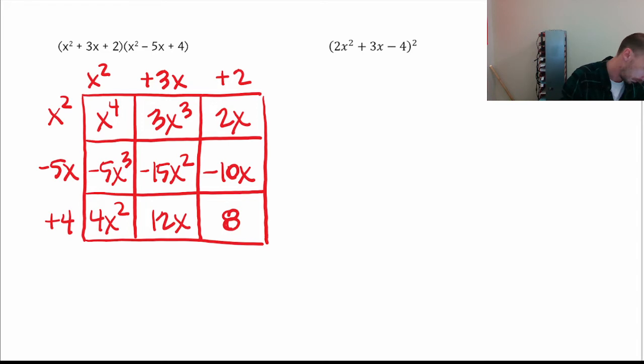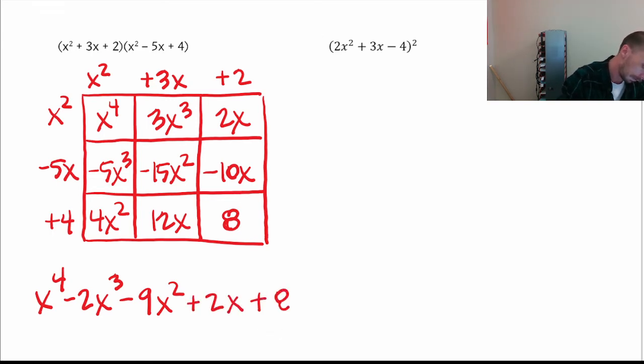Now I'm going to go through and combine all the like terms. I'm going to have x to the 4. The x to the thirds, I've got 3 minus 5, so I get negative 2x to the 3. In x squareds, I've got 4 plus 2, 6x squared along the main diagonal, and then 6 minus 15 gives negative 9x squared. In terms of x's, I've got 12 minus 10, which is positive 2x, and then that last number hanging on there, plus 8. In the next one, maybe I'll show you how I would get this set up, but then I'll let you try it on your own.